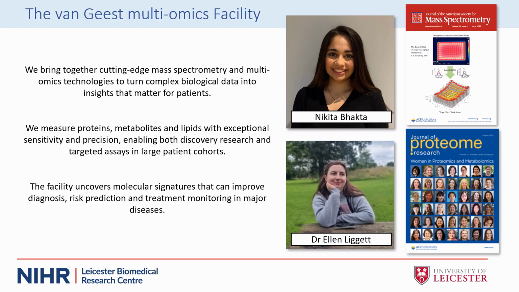To begin with, just a little bit about us at the Van Gies Multi-Omics facility. We're based at the University of Leicester, and most of our research is on the translational biomarker front. We bring together cutting-edge mass spectrometry and multi-omics technologies to turn complex biological data into insights that matter for patients. That includes proteomics, metabolomics, and lipidomics. Our aim is to uncover molecular signatures which can improve diagnosis and monitoring in major diseases, including cardiovascular, cancer, and respiratory. I just want to mention as we begin as well that no collaboration happens alone. My PhD student Nikita and my postdoc colleague Ellen have been working on this project with Labskin as well.